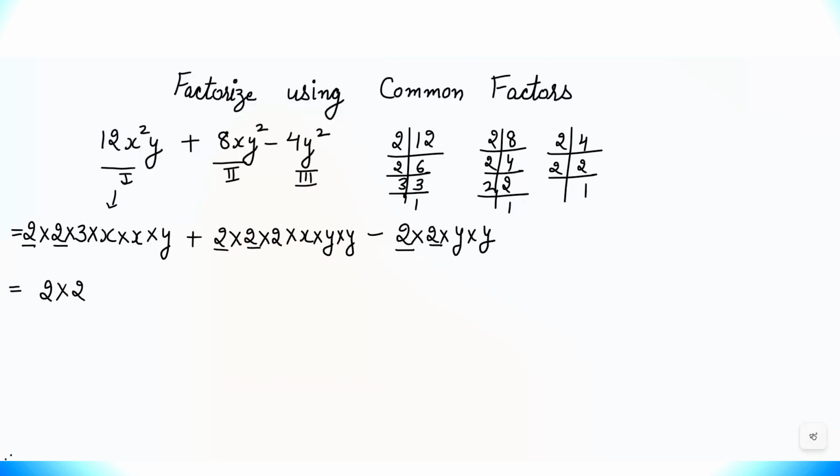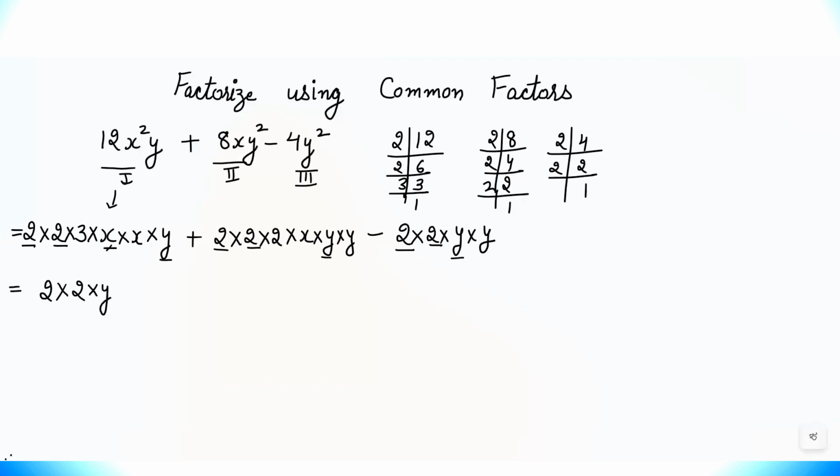Then I will go for the next one which is x. I can see x is here, and x is not there in the third term. That means x also can't be common. Similarly, the other x also won't be common. But y is there in the first, y is there in the second, y is there in the third. So I will write y here.